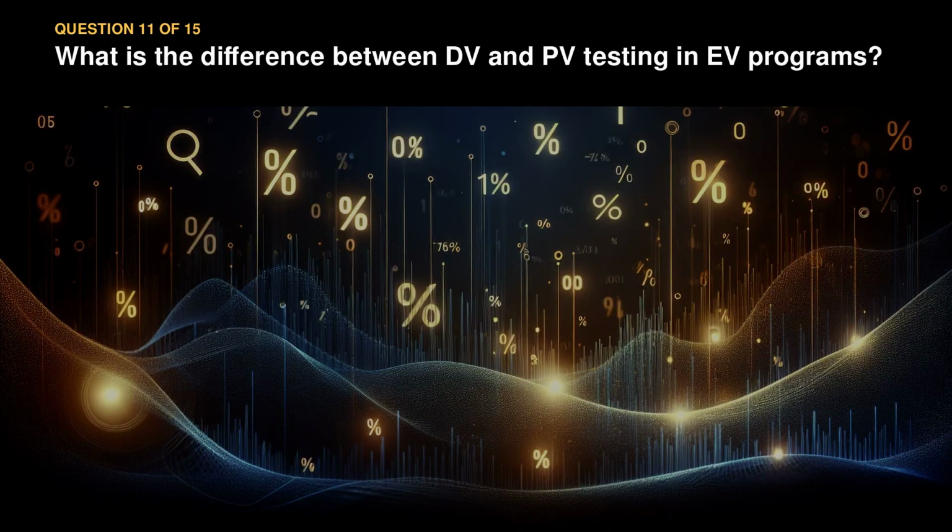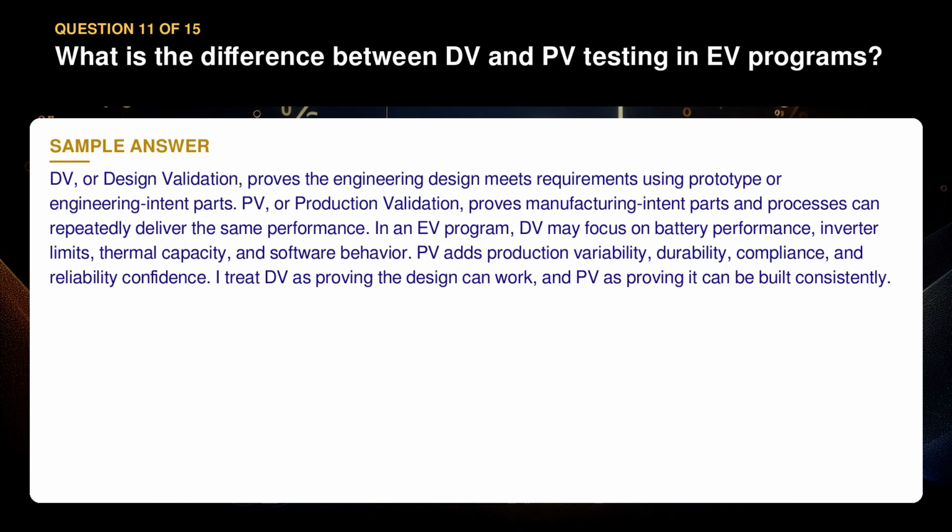Question 11. What is the difference between DV and PV testing in EV programs? DV, or design validation, proves the engineering design meets requirements using prototype or engineering intent parts. PV, or production validation, proves manufacturing intent parts and processes can repeatedly deliver the same performance. In an EV program, DV may focus on battery performance, inverter limits, thermal capacity, and software behavior.